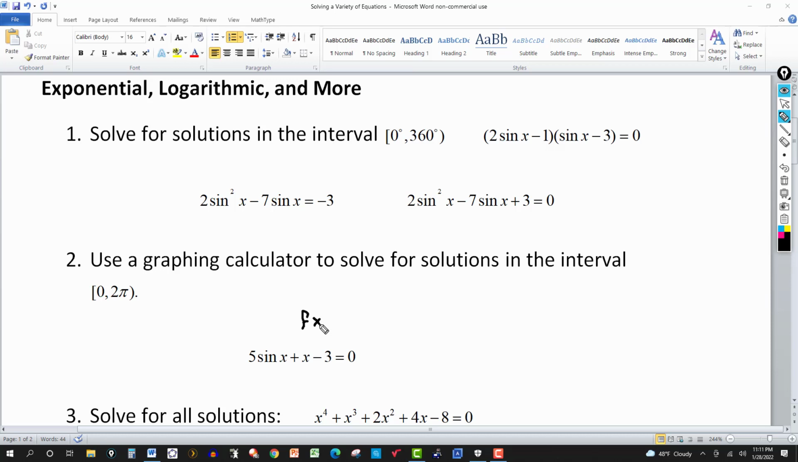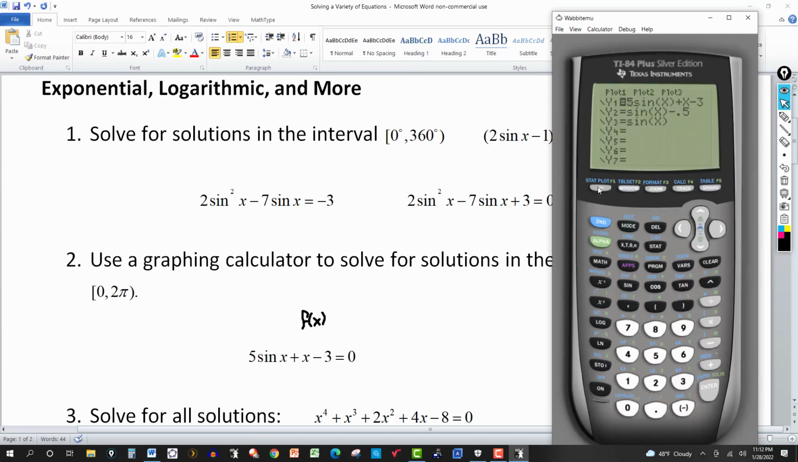So you can call this f of x or y1, and you sketch the graph of this. And the zeros of the graph, which you can get from the x-intercepts, are going to be the solutions to this equation. So you go to the calculator and enter the function here.